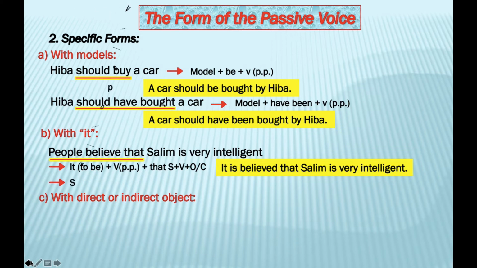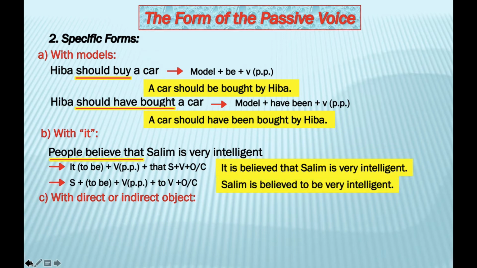The second, we will have subject plus to be plus verb plus participle, but in the second one we will change the verb, for example, is into infinitive, which is to be. Salim is believed to be very intelligent. I think it's clear. Here, with direct or indirect object, we will have certainly two forms.